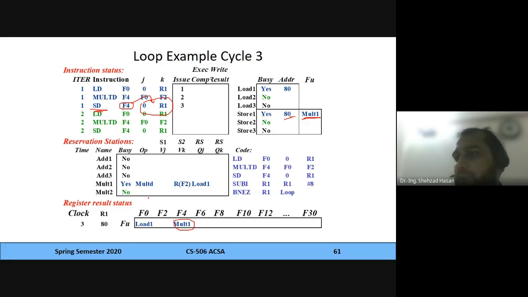What about the fourth one? In the fourth one, we are not going to issue load, but we are going to have subtract over here because that's our fourth instruction. And in the fifth one, we are going to have branch. So I'm going to just go through that fourth and fifth.